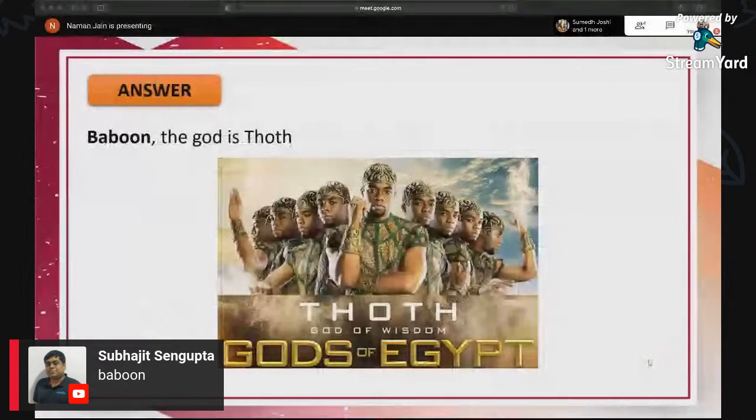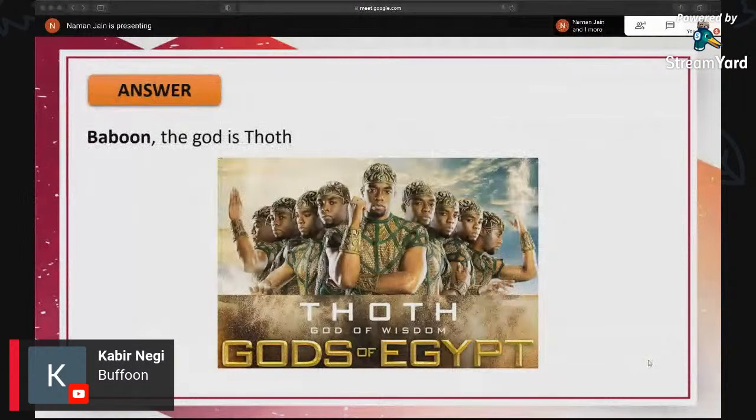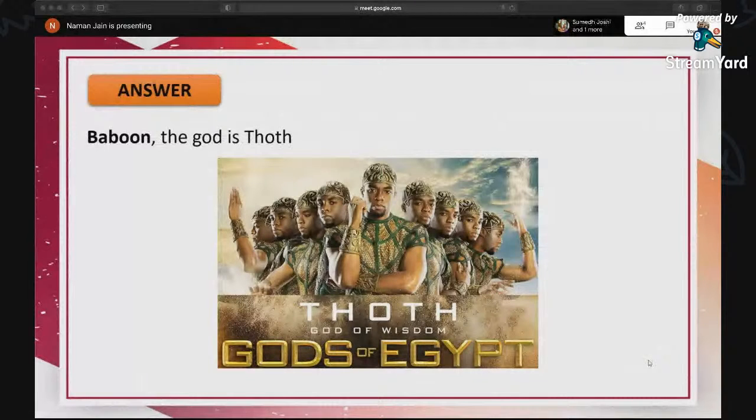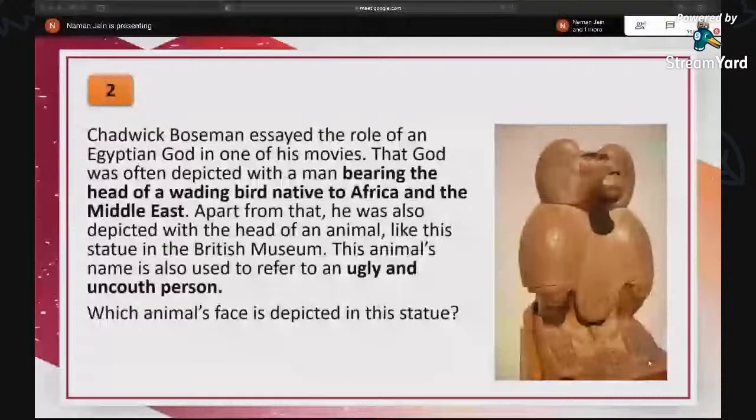So this was the Gods of Egypt movie in which Chadwick Boseman played the role of the god Thoth. And what we required here is baboon. Good guess, Kabir, on buffoon, but that is not a primate. So points for those who answered baboon.